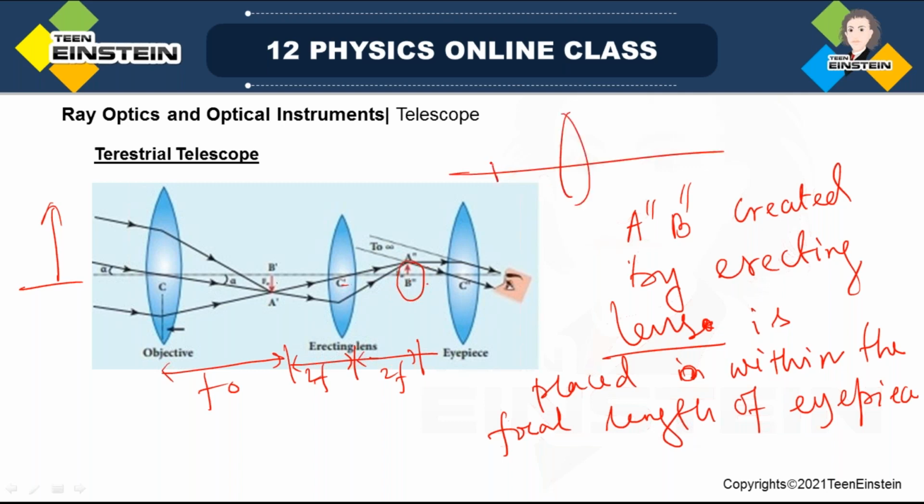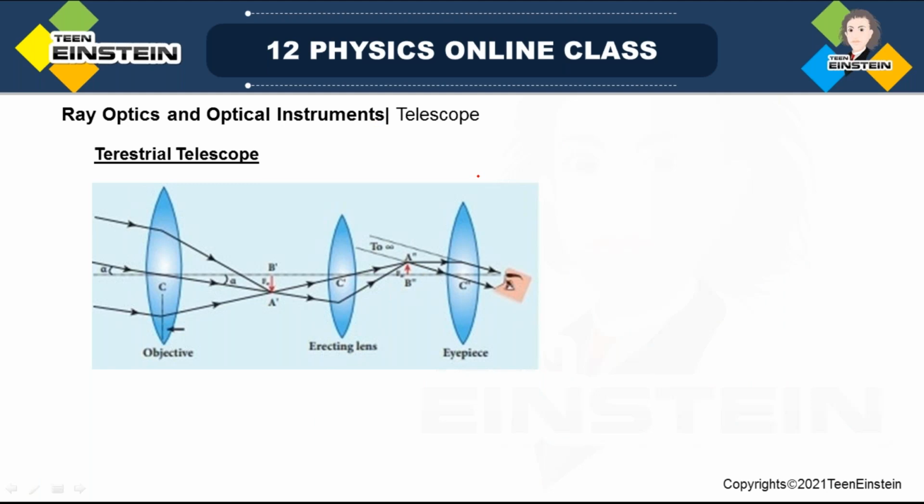What does this mean? This means that this is the focus of the eyepiece. Suppose this is the eyepiece. Okay, so the image may be somewhere here. So if the object is like this, the image will be A prime. See, this image is created by the erecting lens, and this will act as the object for the eyepiece. And since the object is within the focal length, there will be a virtual and erect image produced on the same side of the object, and the final image will actually be erected. So this is how the final image will be an erect image.